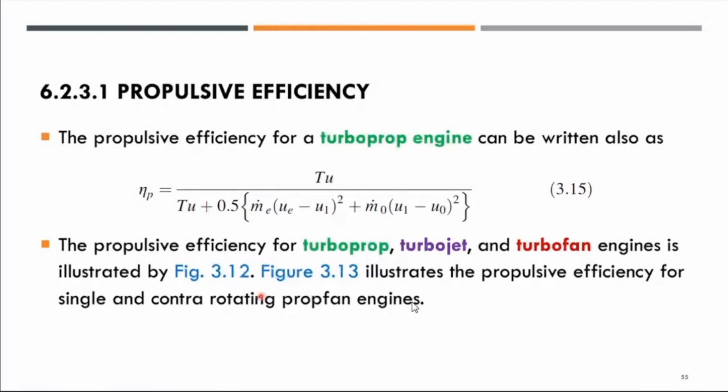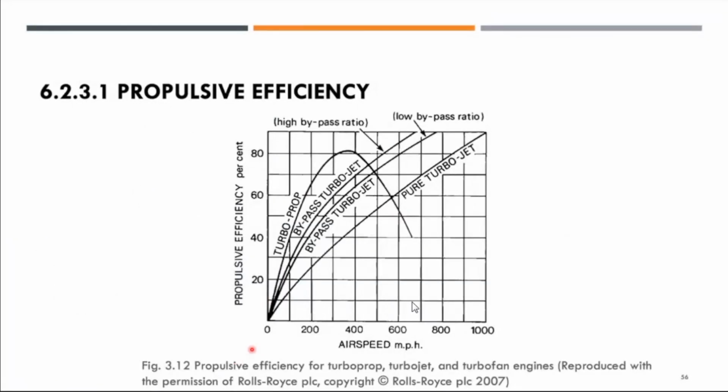So this figure 3.12 is a combination of turboprop, turbojet, and turbofan engine. And this is reproduced from the Rolls-Royce book, 2007. So imagine this is the pure turbojet, just having the core of the engine. This is the propulsive efficiency zeta P, against the x-axis, the airspeed. If you look at the pure turbojet engine, as the airspeed increases, the propulsive efficiency increases in percent, right?